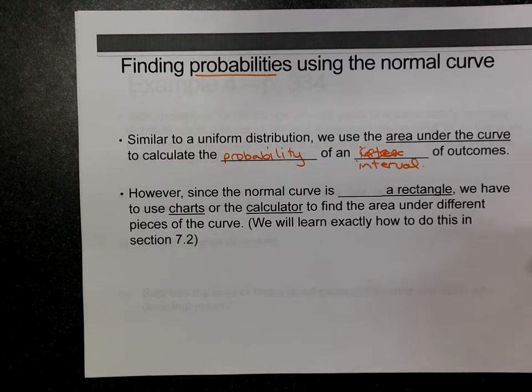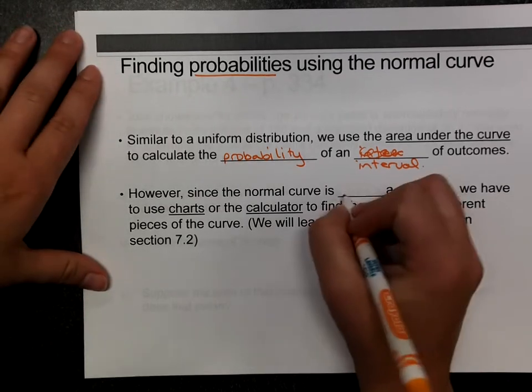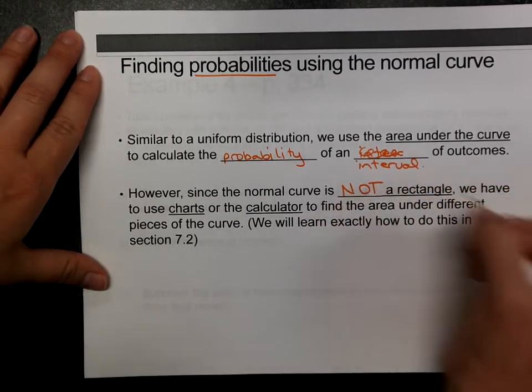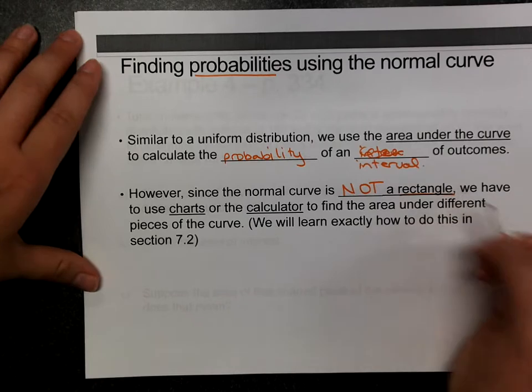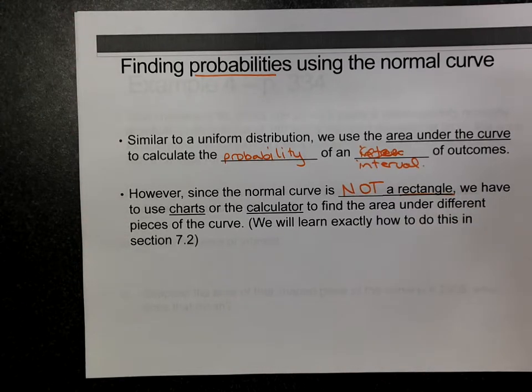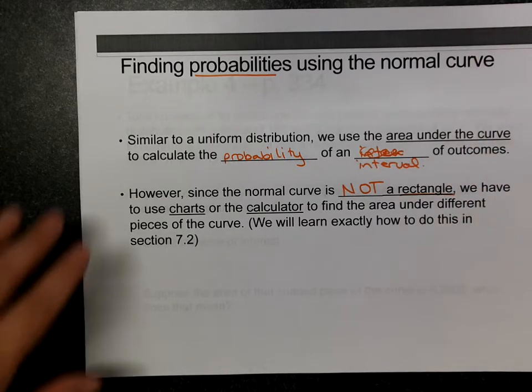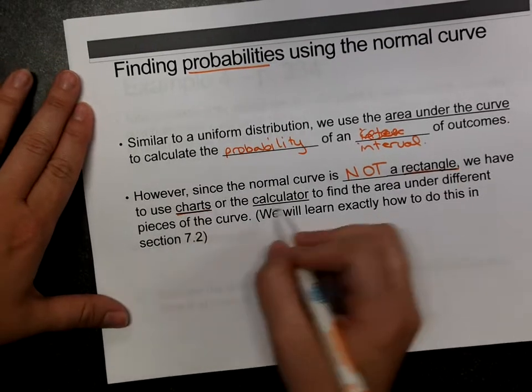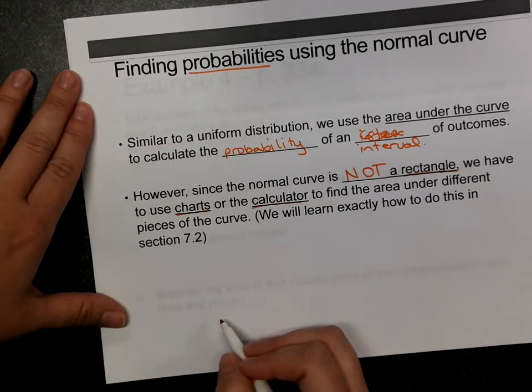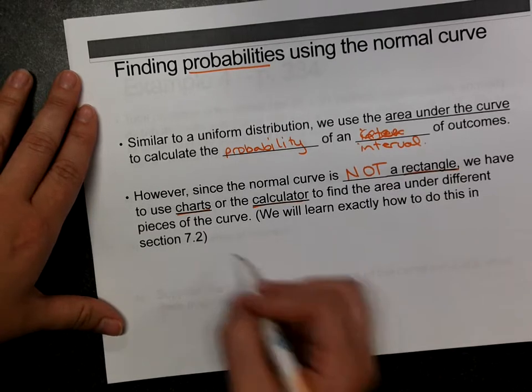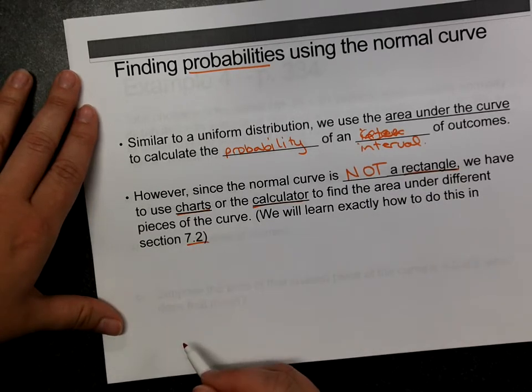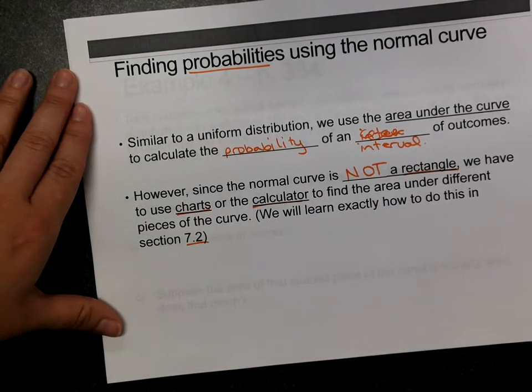The difference here is that the normal curve is not a rectangle. That's for uniform. Rectangles, we can actually calculate the area ourselves. Curves, unless you've had calculus, we cannot calculate the area. So instead, we use charts or the calculator to find the area under the different pieces of the curve. And we'll learn exactly how to do this in section 7.2. So we don't have a formula we're going to use.